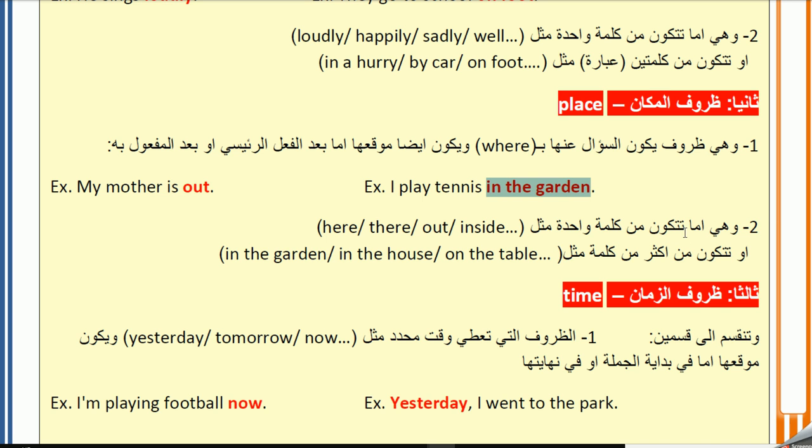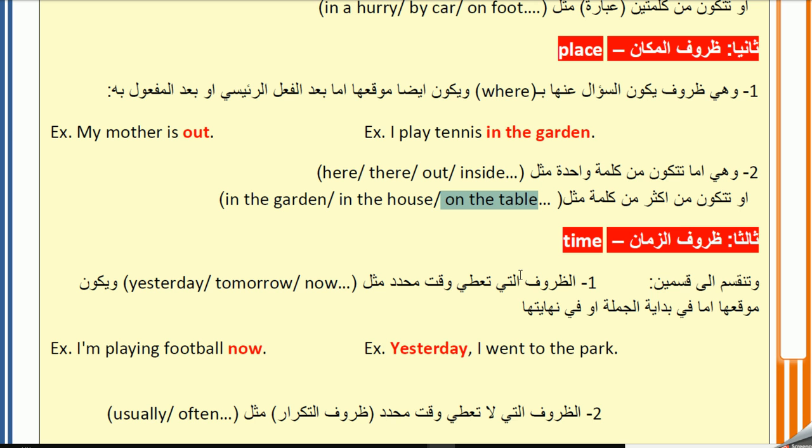Number two, adverbs of place may contain one word, like here, there, out, inside, or more words, such as in the garden, in the house, on the table. Last, or third, adverbs of time.